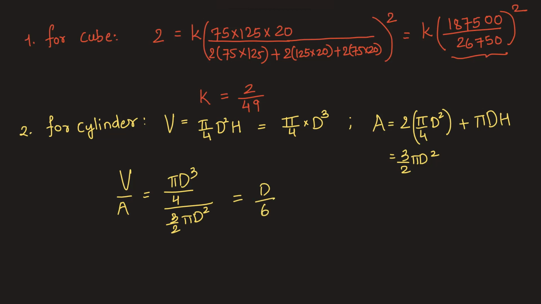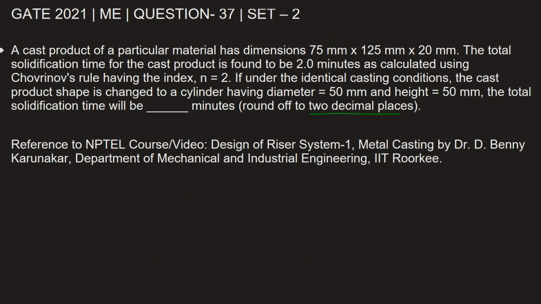So substituting it for the cylinder, we have the solidification time for the cylinder equal to K, which is 2 by 49, into V by A, which is D by 6, squared, where D is 50 millimeter. Substituting that, for the cylinder the solidification time will be 2.83 minutes. Let's go back and fill in this answer. Rounded off to 2 decimal places, the solidification time will be 2.83 minutes for the cylindrical casting.